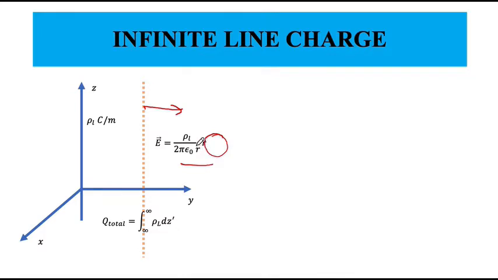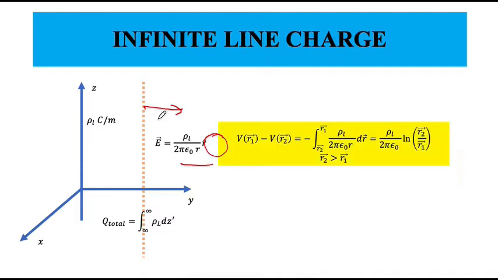Now if I take a path very similar to what I did for the spherical charge, I can try to find out the potential difference between 2 points, let us say VR1 minus VR2. I will obtain this by going against the field from R2 to R1. So I can substitute the field here as rho L by 2 pi epsilon naught r.